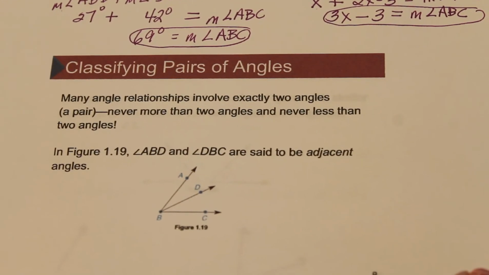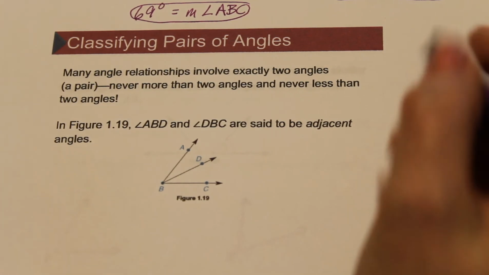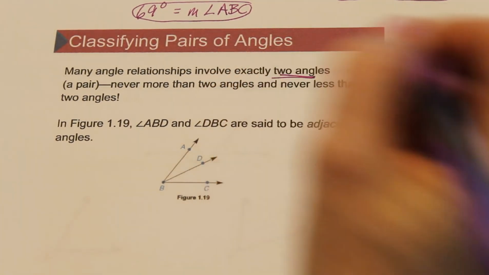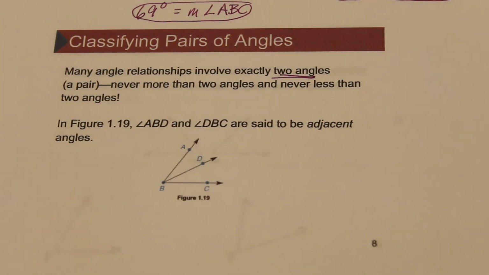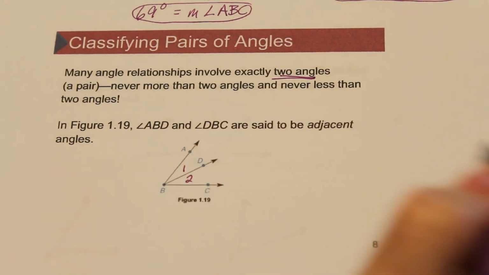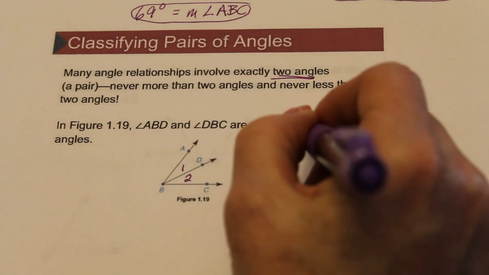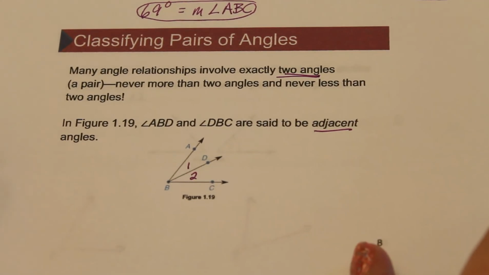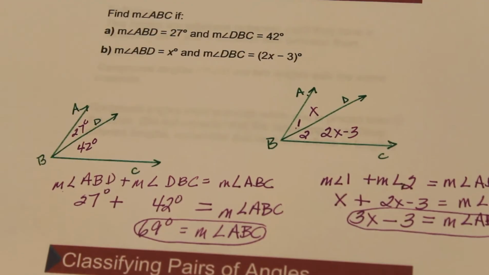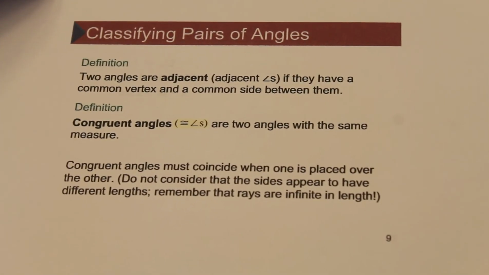So now we're going to learn a lot about the different types of pairs of angles. These are relationships involving two angles, never more than two, never less than two. These two angles, I'll call them angle 1 and angle 2, are said to be adjacent. That's one way to describe those two angles. They are adjacent angles. Adjacent means right next to, but in geometry we actually have a more formal definition of adjacent angles. So here's your definition.